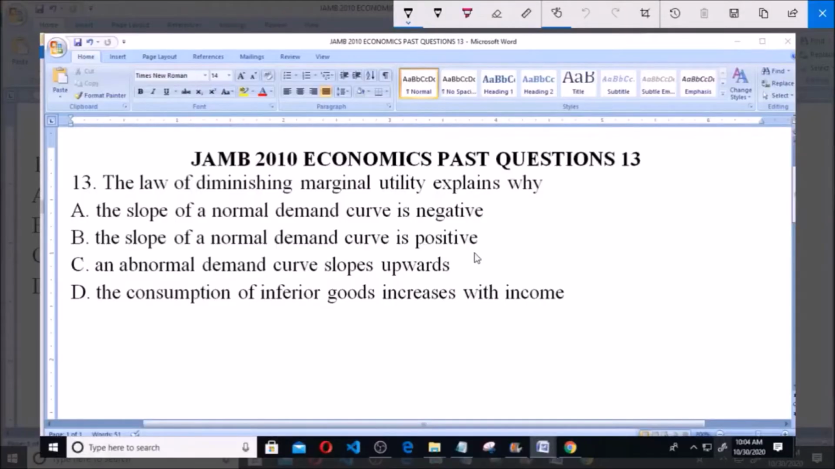Jamb 2010 Economics Past question number 13. The law of diminishing marginal utility explains why: A, the slope of a normal demand curve is negative; B, the slope of a normal demand curve is positive; C, an abnormal demand curve slopes upwards; D, the consumption of inferior goods increases with income. The concept of the law of diminishing marginal utility can be used to explain the slope of the normal demand curve.